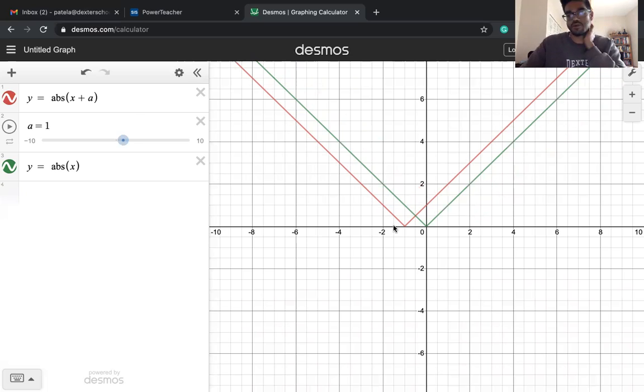And if you wanted to make a table, you could do that, right? But the reason why we like learning about these transformations is it makes it a lot easier, because then we don't have to worry about making a table. We can just shift this parent function around. Okay, so that's that second problem.